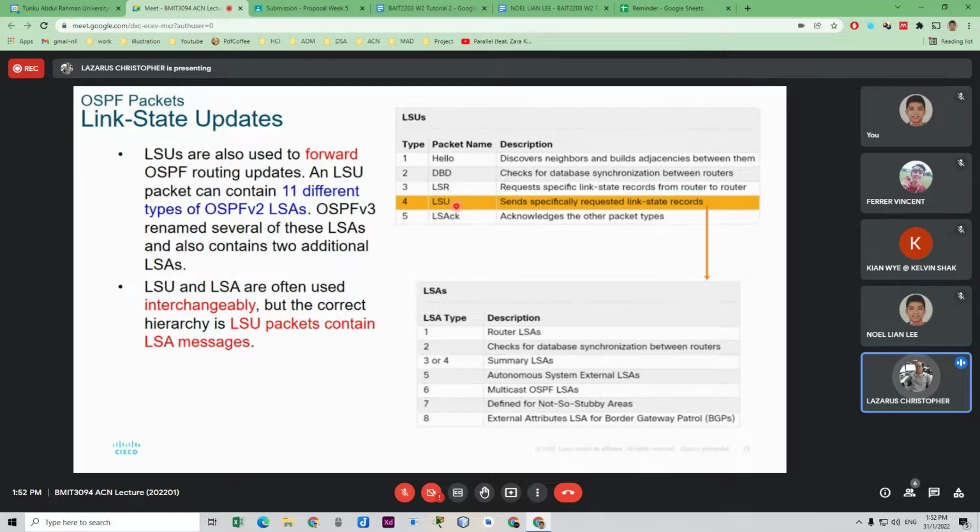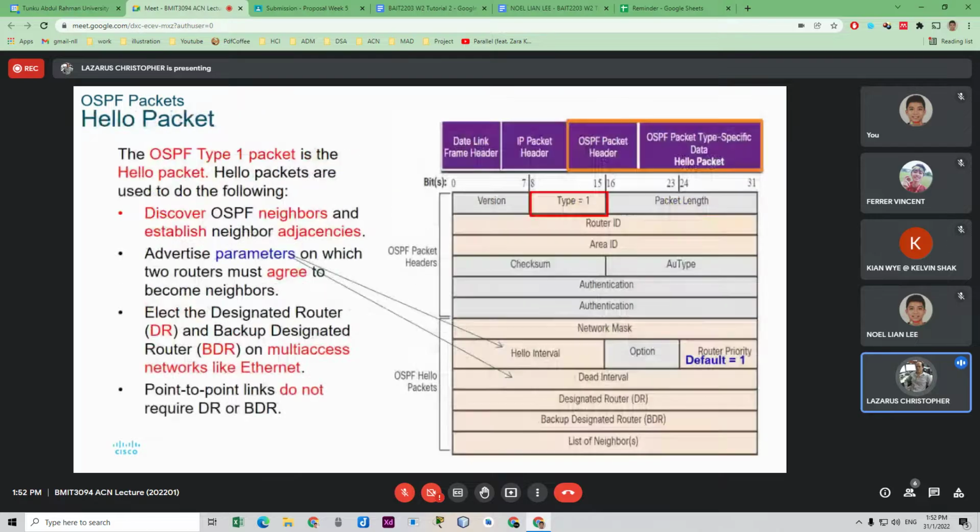So under type 4, LSU sends the requested link state records. LSU contains these, so whenever it sends, what is inside will be the router LSAs, etc. Now, I don't think you have to memorize this for your exam. They're not going to ask very, very detailed questions here. Most probably what is asked in the exam is scenarios, very similar to the computer network type of questions, rather than asking you to memorize these things. Just for your information.